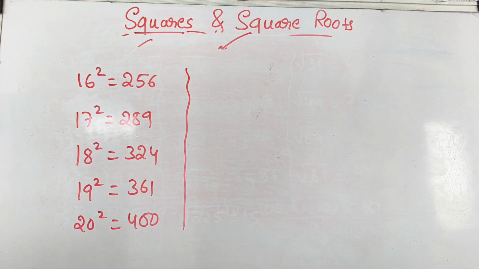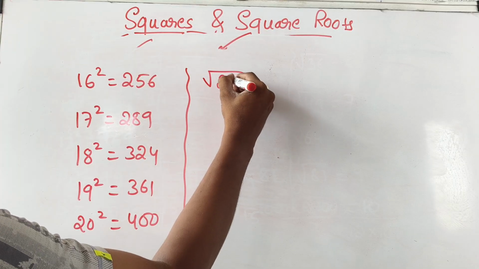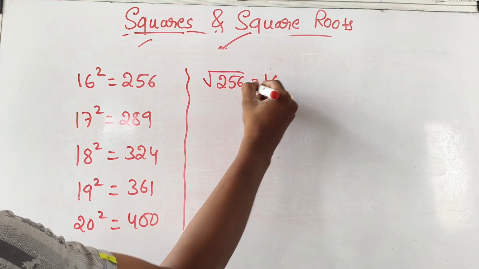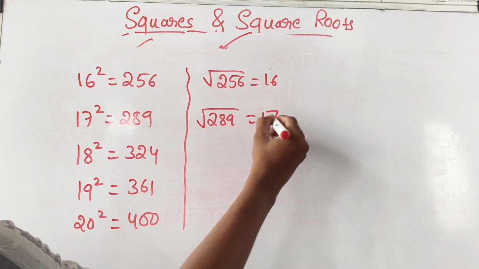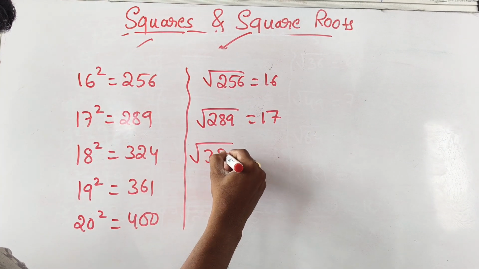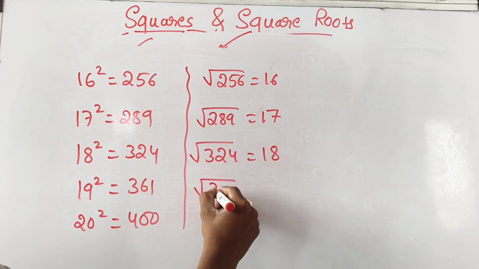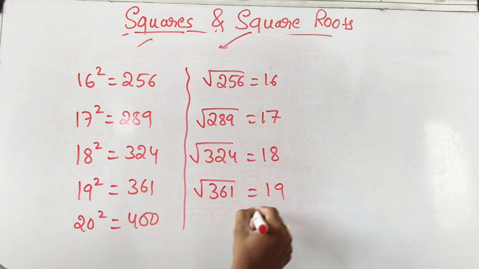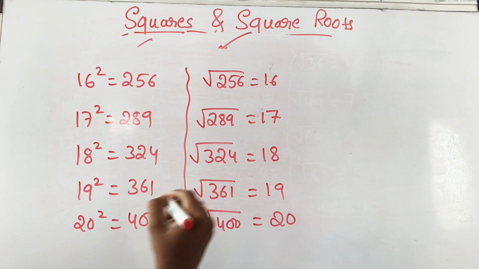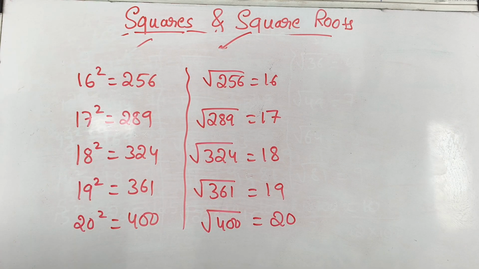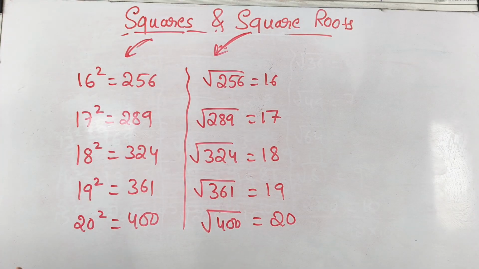Let us write the square roots of the same numbers. Root 256 is equal to 16. Root 289 is equal to 17. Root 324 is equal to 18. Root 361 is equal to 19. And root 400 is 20. See, these are the square roots and squares from 1 to 20 that we wrote.